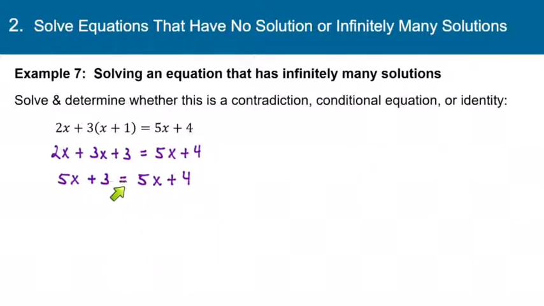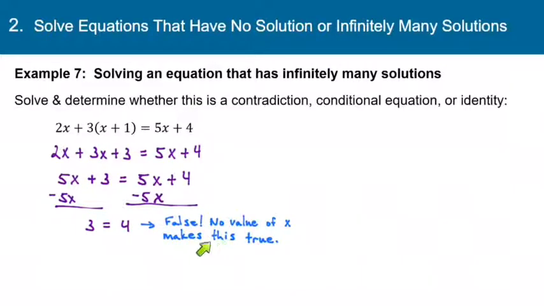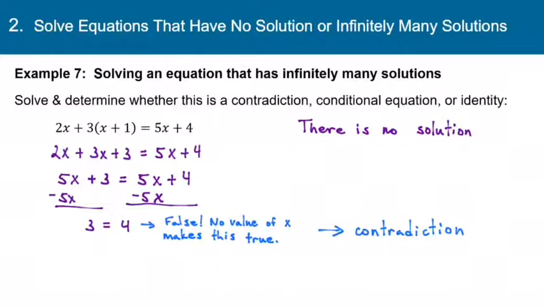Now when you get the same x term on both sides of the equal mark, you should have a pretty good idea that you're about to either get a contradiction or an identity. Let's subtract 5x from both sides and see what happens. On the left side, when we subtract 5x, we get 3. On the right side, when we subtract 5x, we get 4. So now I have this statement without a variable. 3 equals 4 is not true. And so I have this false statement with no variable. No value of x can make 3 equal 4. So this is telling me that this equation is a contradiction. And if it's a contradiction, that means that there is no solution.